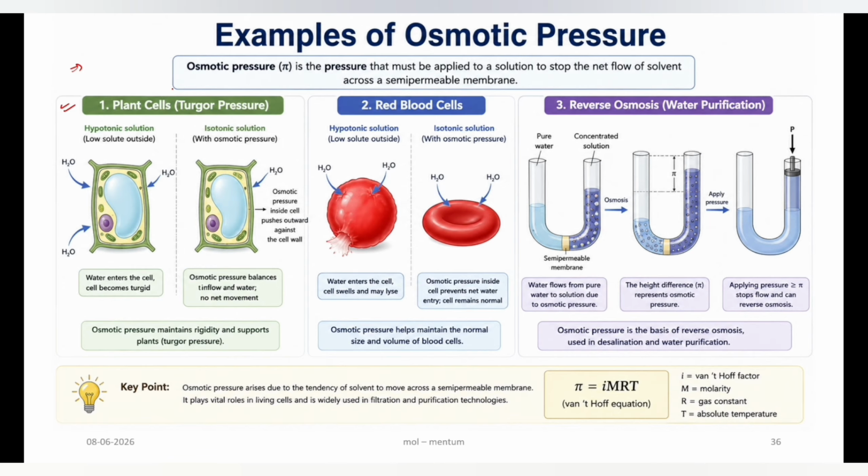Example of osmosis, plant cell. So we all know about turgor pressure. If the solution is hypotonic, meaning low solute outside, what will happen? Water will start entering the cell, and the cell becomes turgid, that means it will swell. Second example, if the solution is isotonic, meaning the concentration is the same inside the cell and outside the cell, what will happen? Osmotic pressure will remain balanced, and it is good for the health of the plant cell. So this is the ideal condition to balance osmotic pressure.